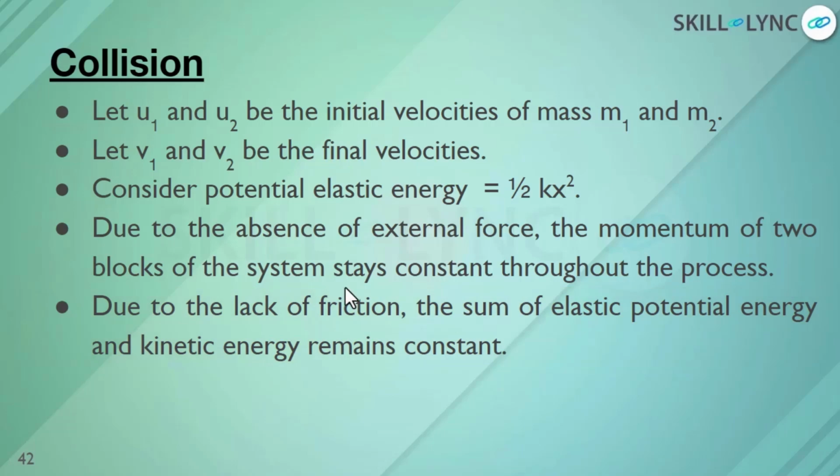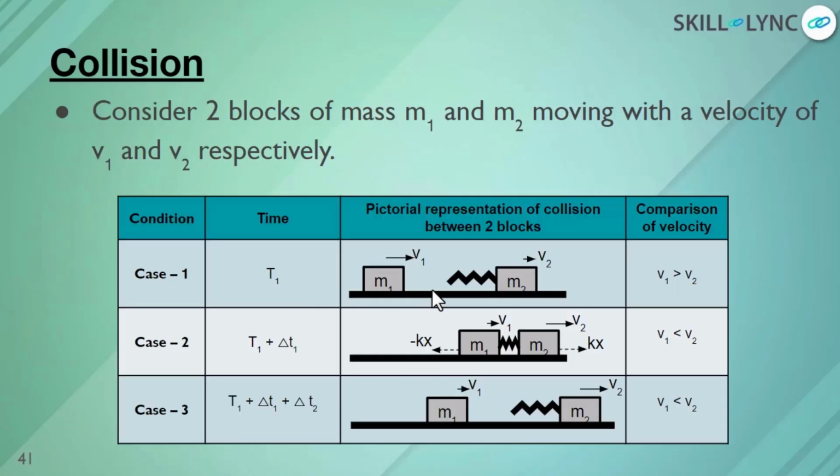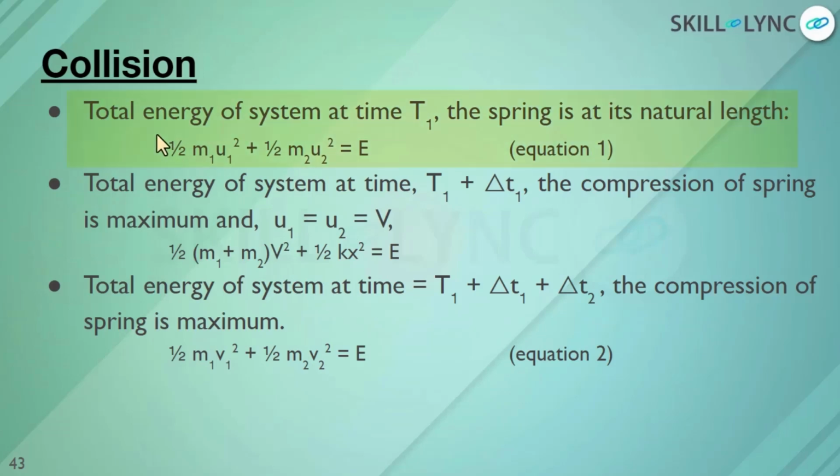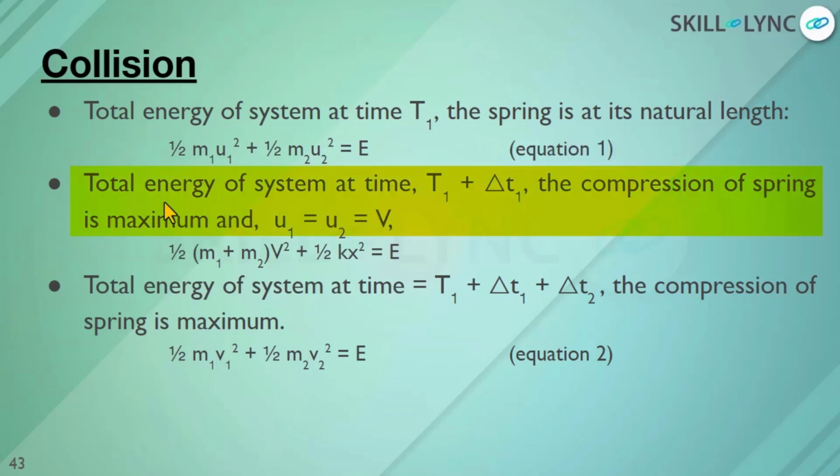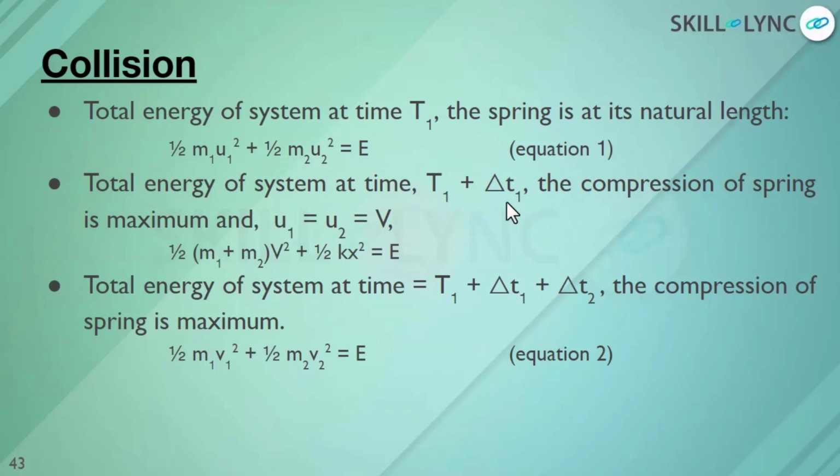These are the points which we have seen in this pictorial view very clearly. Further, we can say that total energy of the system at time t1, when the spring is at its natural length, is half m1 u1 square plus half m2 u2 square is equal to E. Let's give this equation the name equation 1. Further, total energy of the system at time t1 plus del t1, that is case 2, would be half m1 plus m2 v square plus half kx square is equal to E.